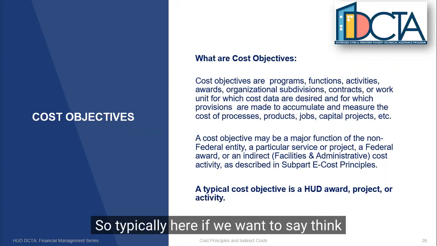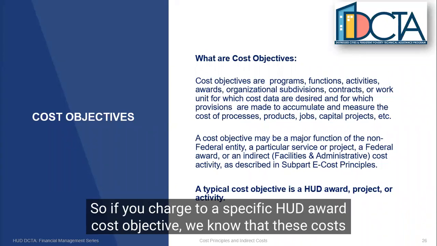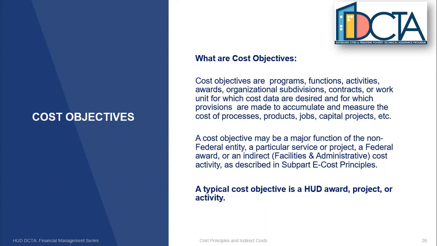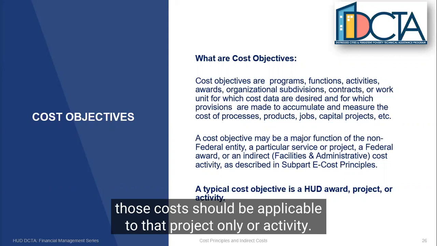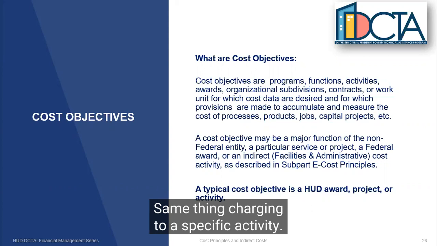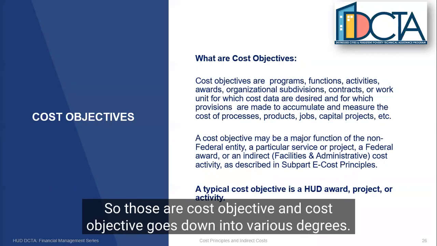So typically here, if we think about HUD, a typical cost objective is a HUD award. So if you're charging to a specific HUD award cost objective, we know that these costs are for that specific award. For a HUD project, if you charge to a specific project, those costs should be applicable to that project only. Or activity, same thing, charging to a specific activity, those costs should be applicable to the activity only. So those are cost objectives, and cost objectives go down into various degrees.